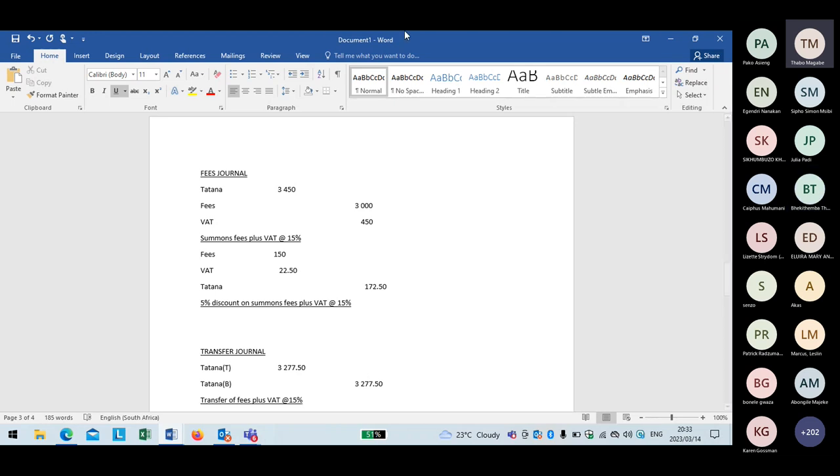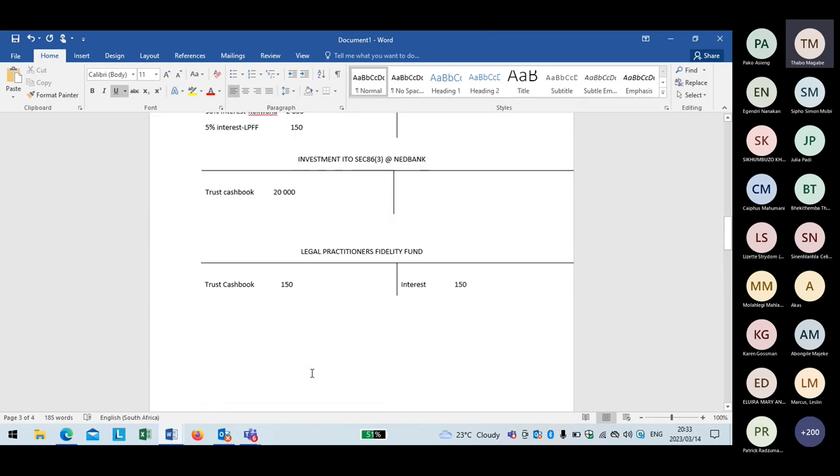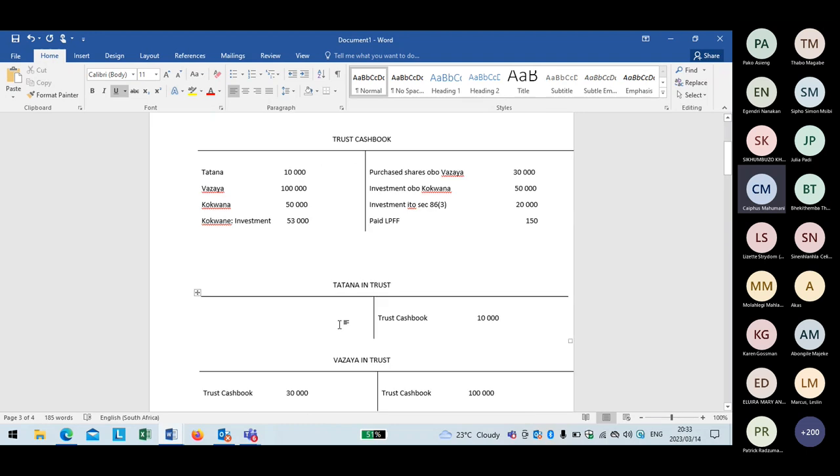And remember that when we post from a journal to ledgers, we do not change anything. What is debited remains debited, and what is credited remains credited. So Tatana in trust will have to be debited, and our narration here will be Tatana in business, because this is where it is going. And how much is it? 3,277.50. Tatana in trust we debit, and our narration will be Tatana in business.